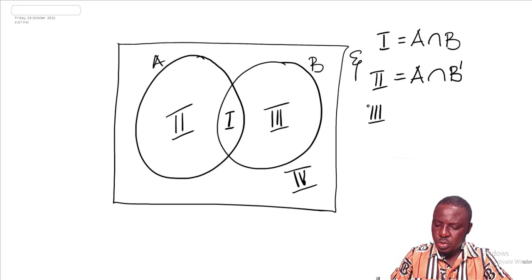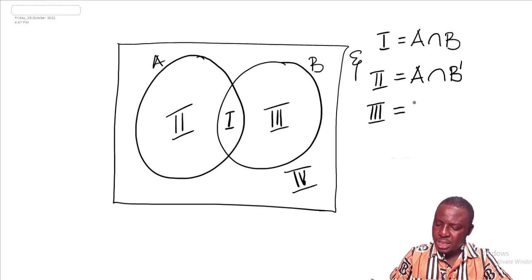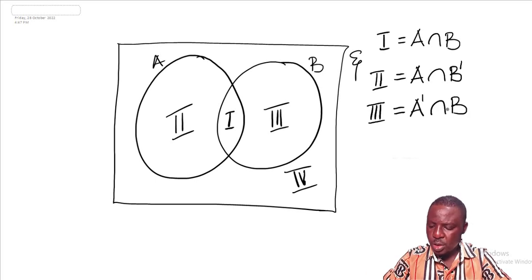Region 3 is said to be a region containing elements that can be found only in B, and this can be written as A prime intersection B.